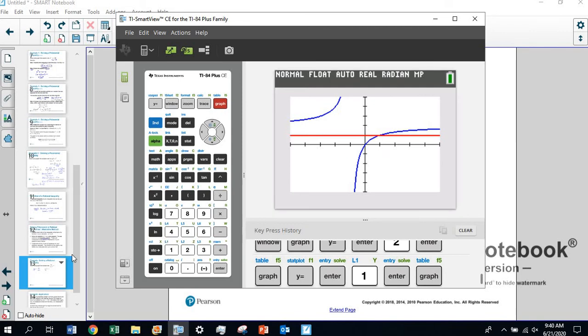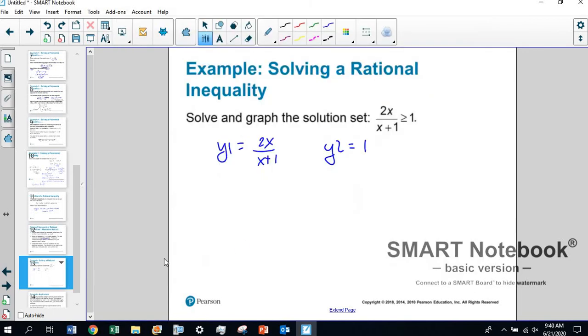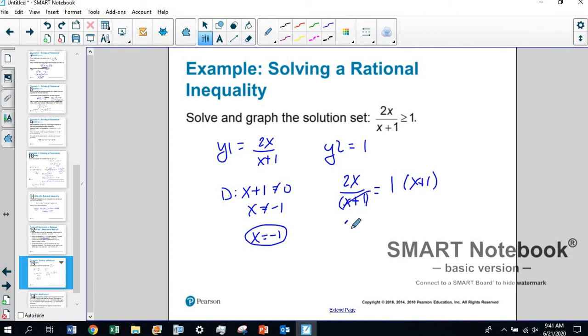So what are my boundary points? First of all, domain issues. The domain here is x plus 1 is not allowed to be 0, so x is not allowed to be -1. So -1 is a boundary point. The other thing I have to do is set them equal to each other and solve algebraically. I multiply both sides by x plus 1 and get 2x equals x plus 1. I subtract x from both sides and get x equals 1. These are my two boundary points, -1 and +1.